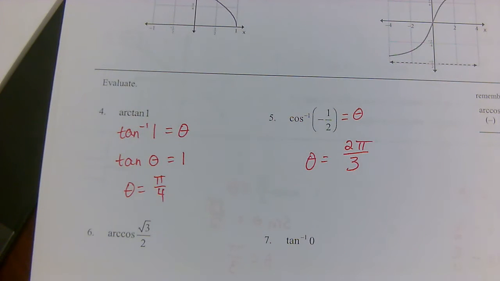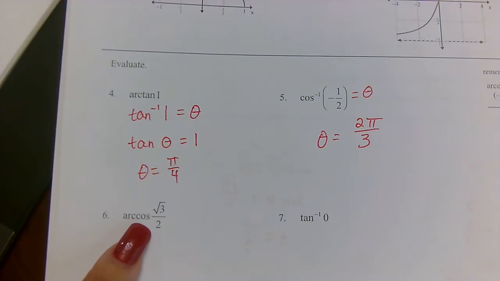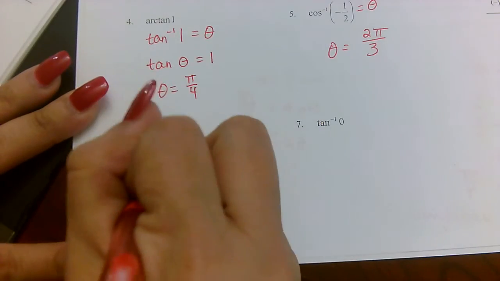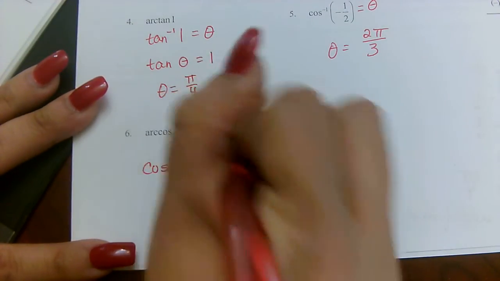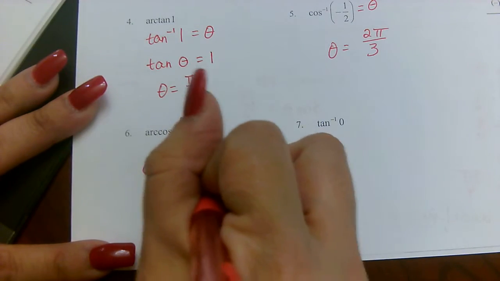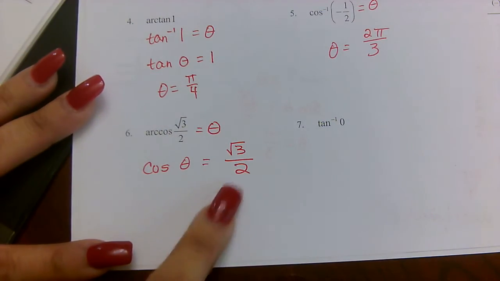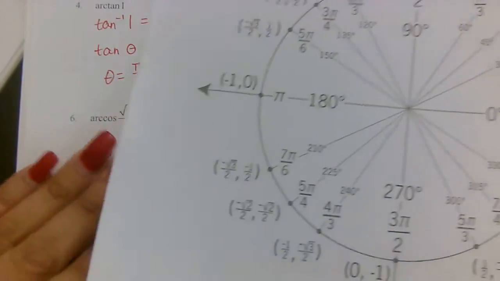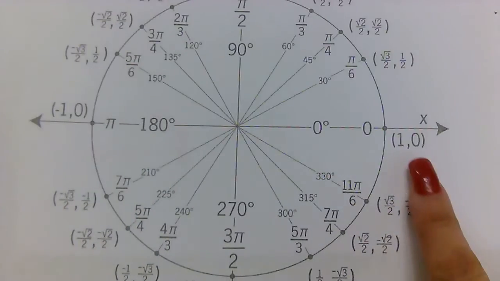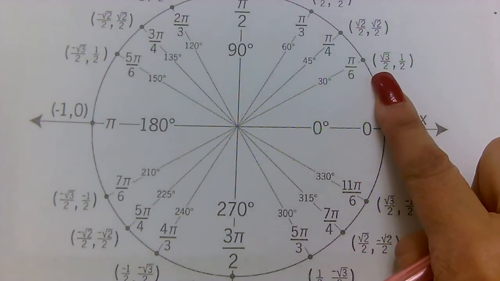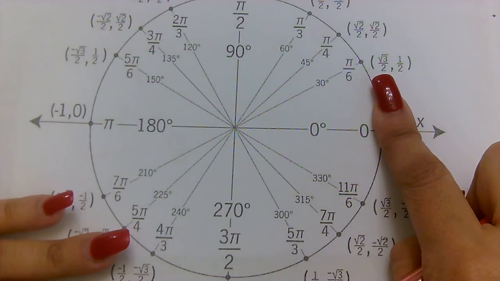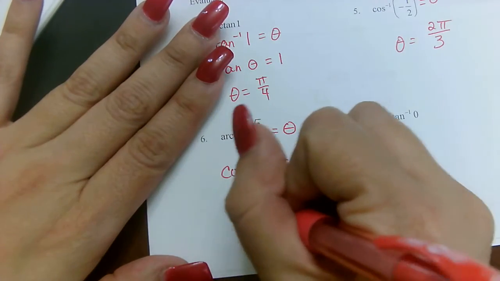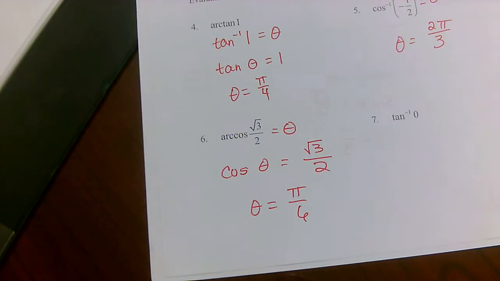Okay, the next one is arc cosine of the square root of 3 over 2. I'm going to go ahead and write it like this: cosine of theta is equal to the square root of 3 over 2. Since the ratio is positive, we're going to be using quadrant 1. And cosine is our x value, so I'm going to my x, and here it is. Here x is equal to the square root of 3 over 2, which means theta has to be pi over 6. So here, theta is equal to pi over 6.